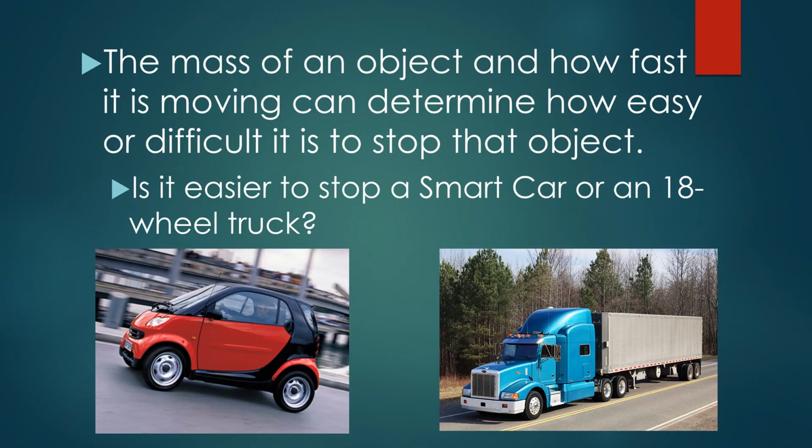Okay. Now, these two objects next to each other are kind of funny, but they do serve a purpose. The mass of an object and how fast it's moving, so basically the bulk of it and its speed, can determine how easy or difficult it is to stop that object. So what do you guys think? Do you think it's easier to stop a smart car while it's moving or an 18-wheel truck? If you said the smart car, you would be correct. It is smaller, it has less mass than the 18-wheel truck, so it's obviously going to be easier to stop.